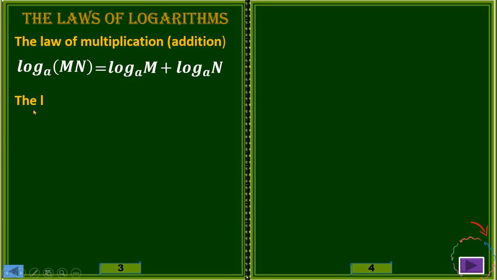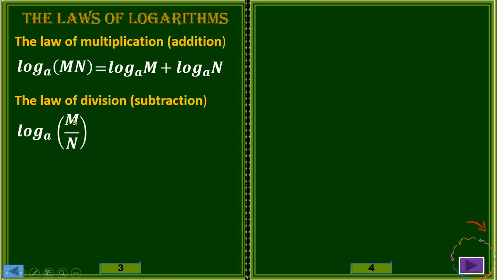Number 2, the law of division or subtraction. Here we have the log of m divided by n is expanded as log m base a minus log n base a. On the left side, we have division. On the right side, we have subtraction. And that's why it is called the law of division or the law of subtraction.